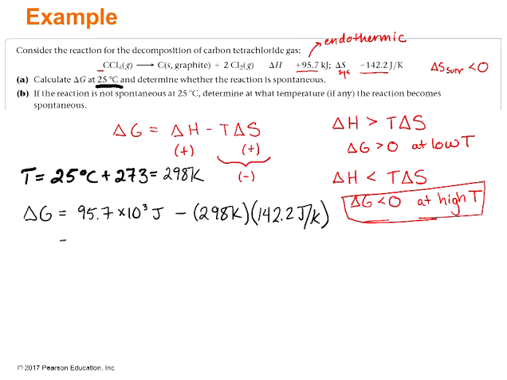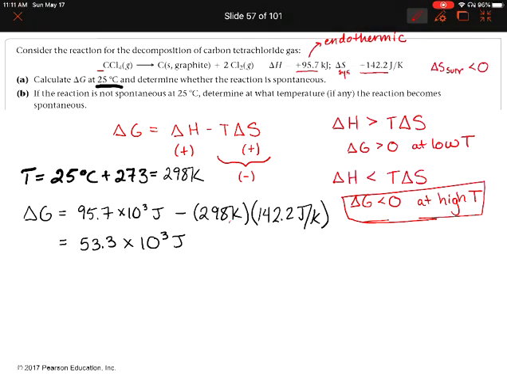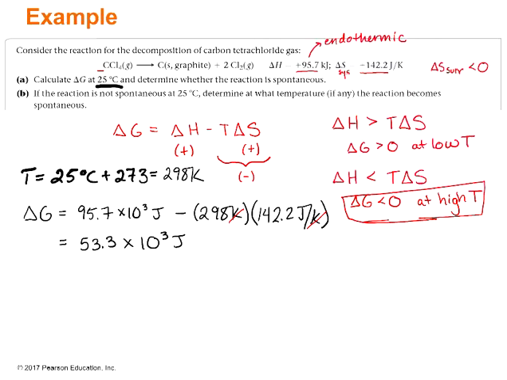Okay, so now if we plug that into our calculator, we should find that the value is 53.3 times 10 to the third joules. So if we're looking at our units, you'll notice Kelvin will cancel, and then everything we made sure was in joules. So our final unit should be joules. Okay, so that means that delta G is positive. If delta G is positive, is that spontaneous or non-spontaneous?